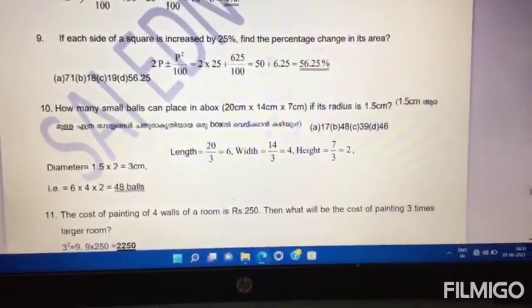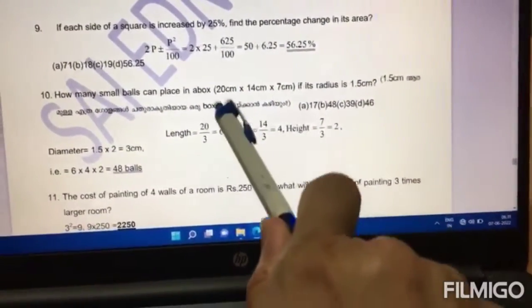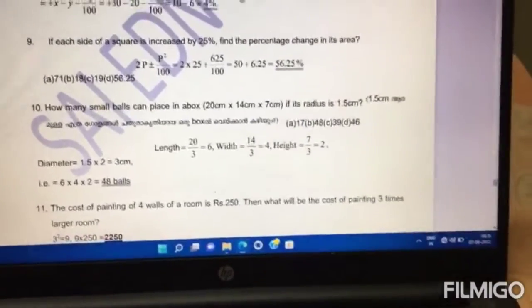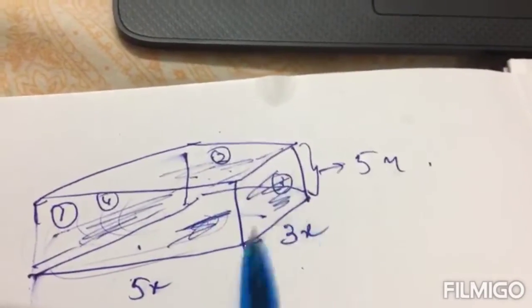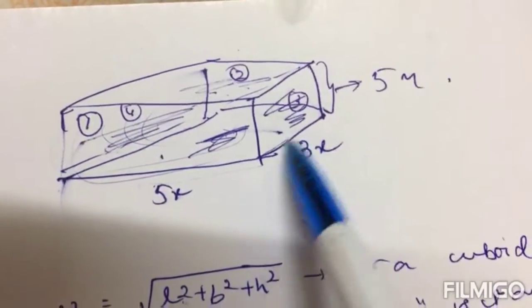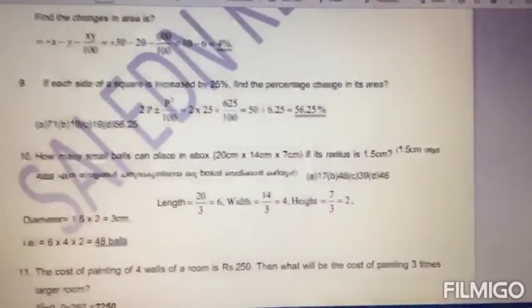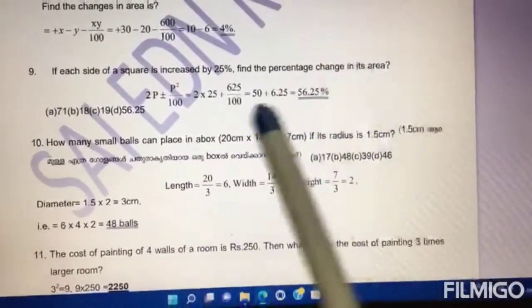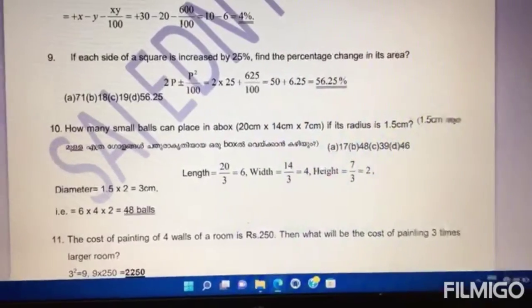Next, how many small balls can be placed in a box of these dimensions? See, when you're given length, breadth and height, we are not talking of a rectangle, we are talking of a cuboid. What is a cuboid? This is a cuboid. Remember we talked about a room. A rectangular room is also called a cuboid. It has a length, it has a width, it has a height. This is called a cuboid. And so it's in a rectangular box and the radius of the balls is 1.5 centimeters.